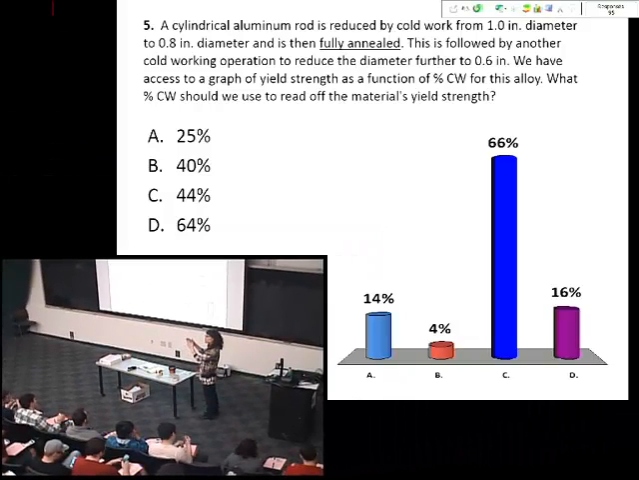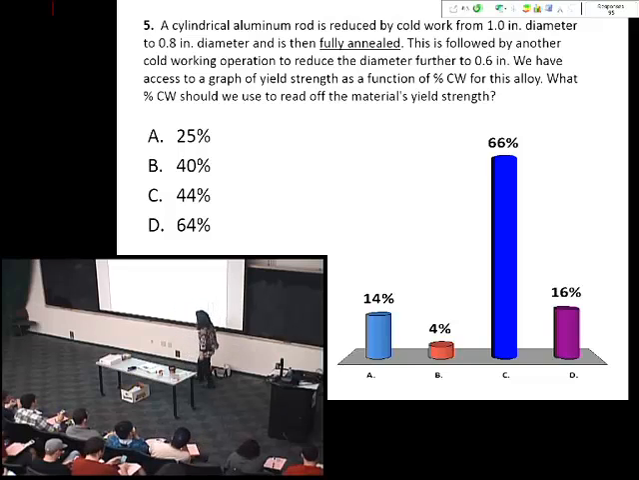So if we go from 0.8 to 0.6, which is a difference of 0.2 inches, and divide by the original 0.8, that's what I think this group was thinking. You forgot that for cross-sectional area, you can't simply use the diameter. You have to use the diameter squared or the radius squared. Either one will get you the right answer. So here you forgot to square the diameter.